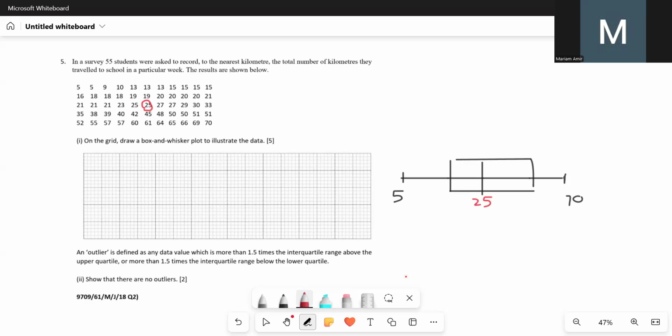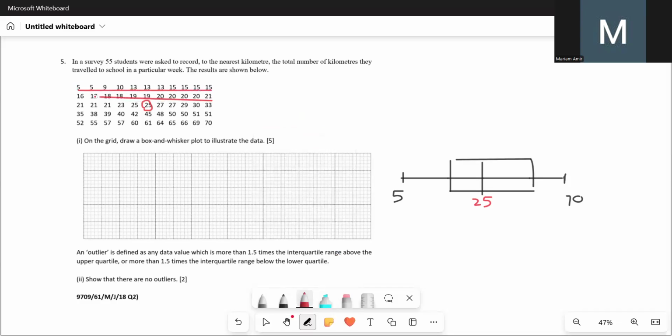Now we need the lower quartile and the upper quartile. For the lower quartile, what do we do? We look at this lower part of the data, excluding the median. Now, how many data values are these? 25 was the 28th value. So subtract 1. We have 27 values on the left of the median. Now we need to get to the middle of that. So what's in the middle of 27 values? 27 plus 1 divided by 2. So the 14th value from the start. So 1, 2, 3, 4, 5, 6, 7, 8, 9, 10, 11, 12, 13, 14. So this 18 is going to be the lower quartile.